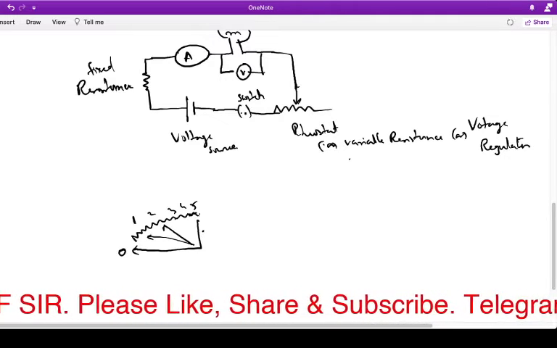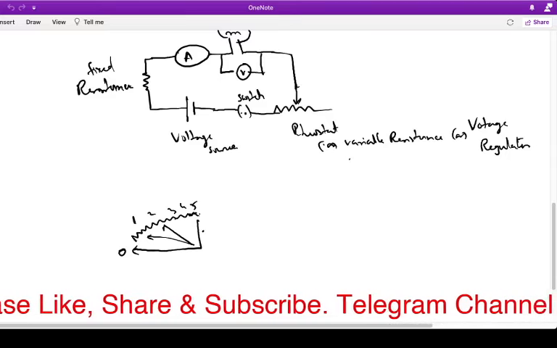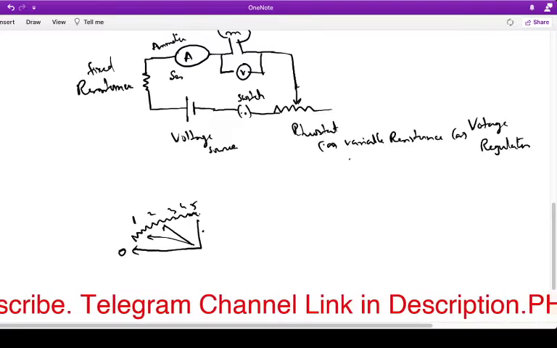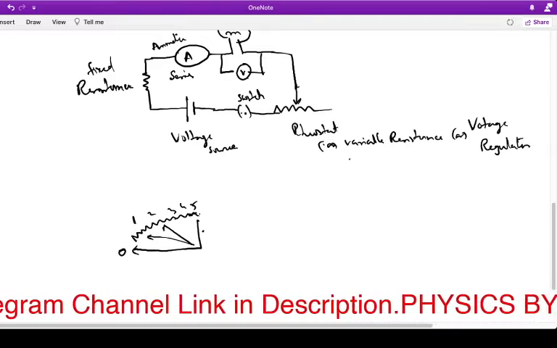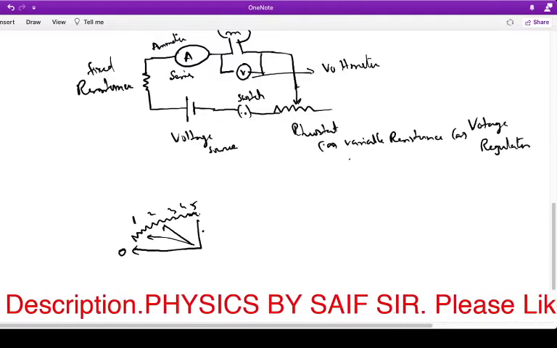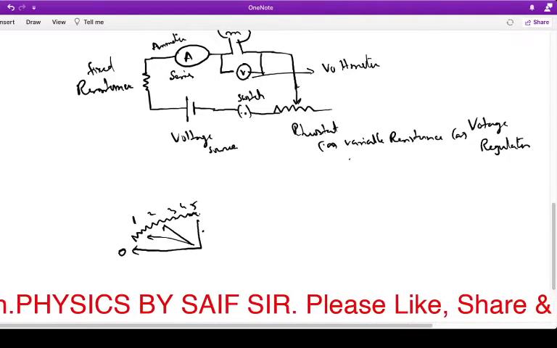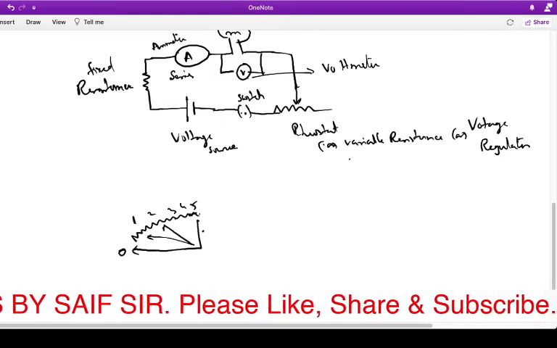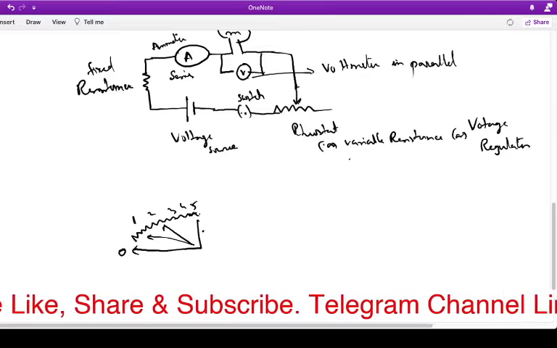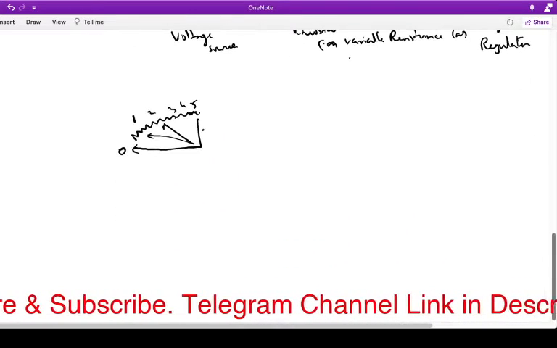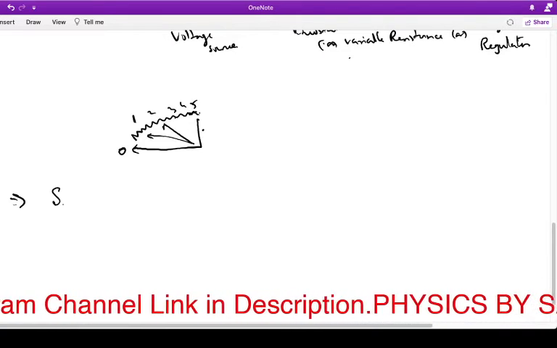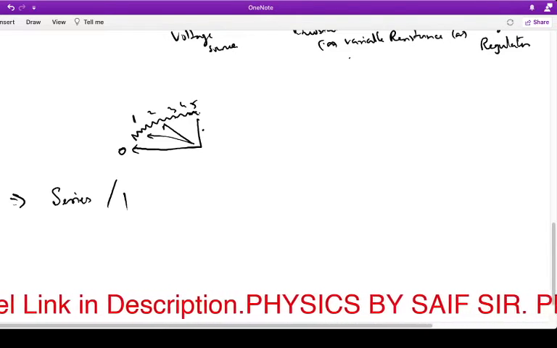Fine. Here what you have seen is that the ammeter is connected in series. There is a voltmeter, which is used to measure the potential difference between 2 points, and it is connected in parallel. Now we have seen the topic of series and parallel. We'll discuss a little more on this topic, series and parallel.